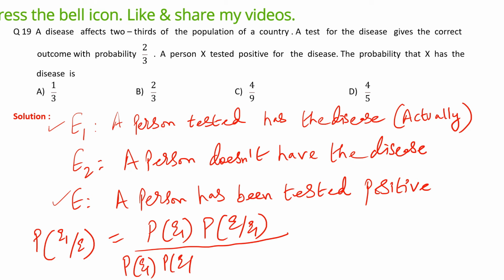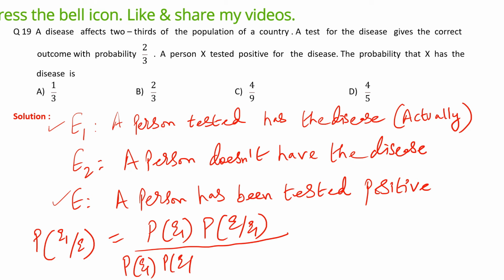Now divided by 2/3 into 2/3 again plus P(E2). E2 means the person does not have the disease. Now obviously if 2/3 of the population is suffering from this disease, then 1/3 of the population will be free from this disease. So this is 1/3.